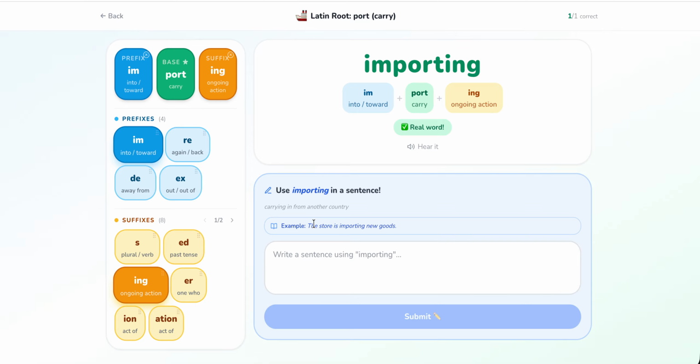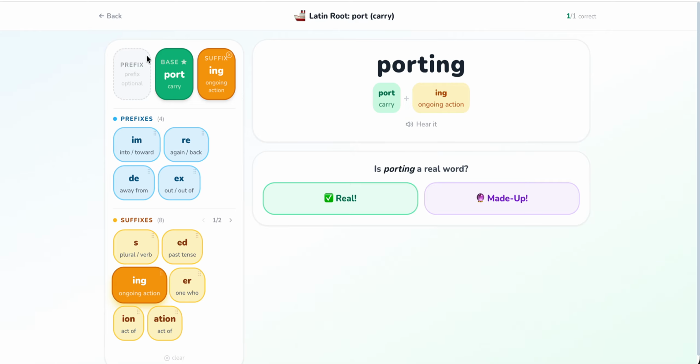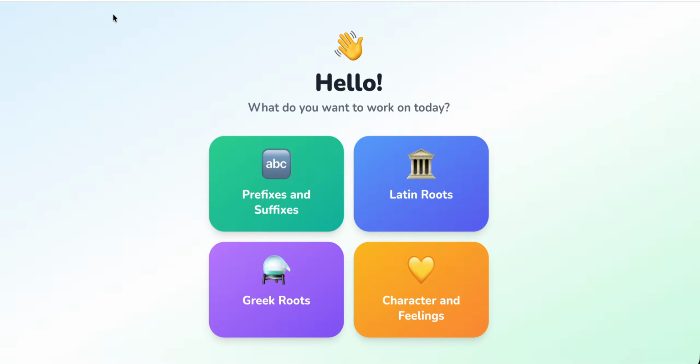If it could get stuck, give me an example. The store is importing new goods. Fantastic. Then they can't move on without doing anything, or can they? So I'm just going to click over here because I want to get out.